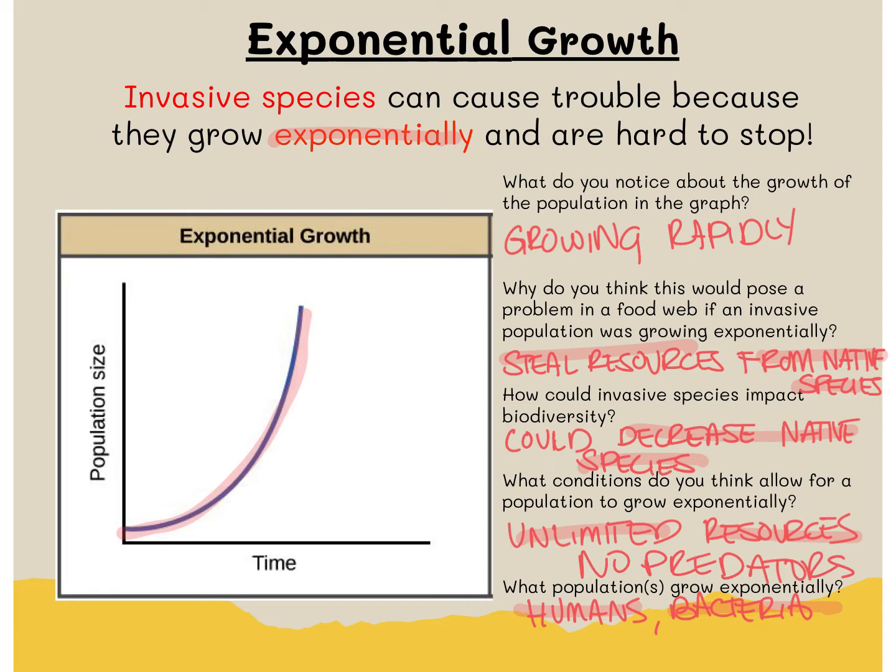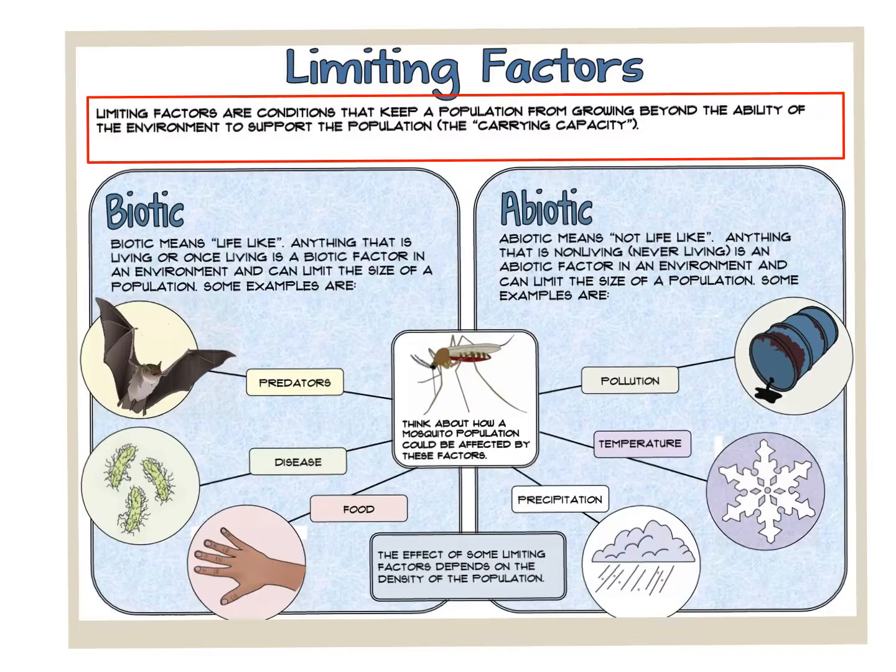And then we talked about populations besides invasive species that are normally growing exponentially. We mentioned humans and bacteria. All right, go to the next slide of your notes.